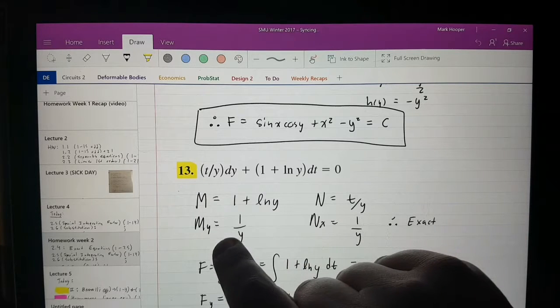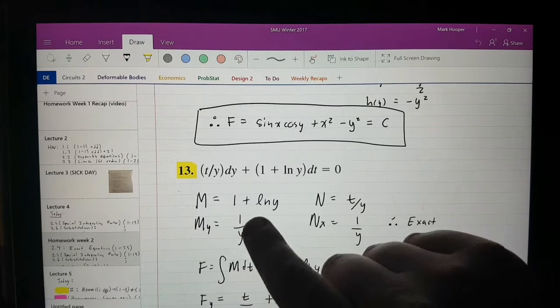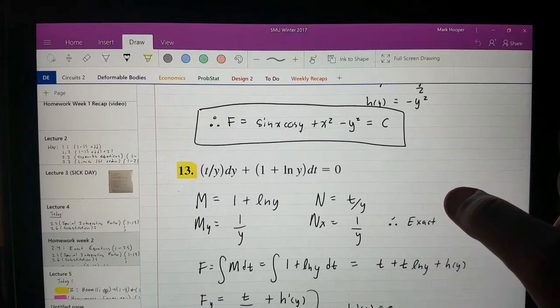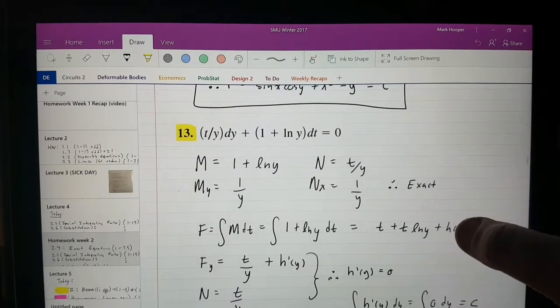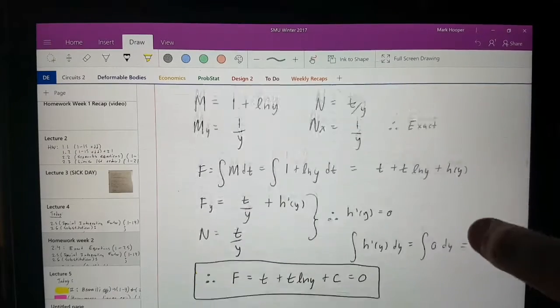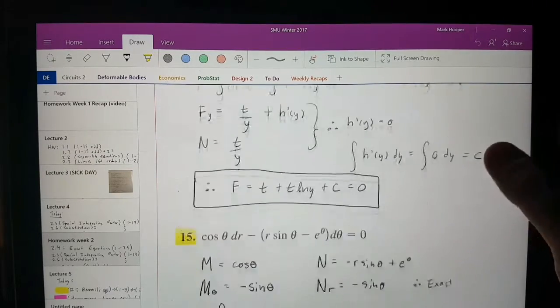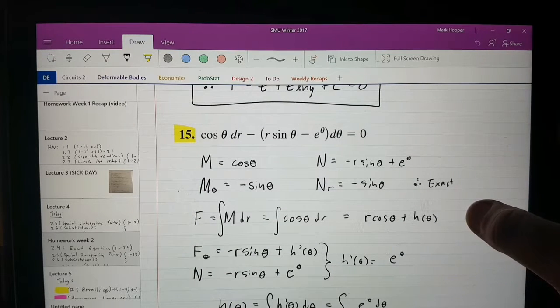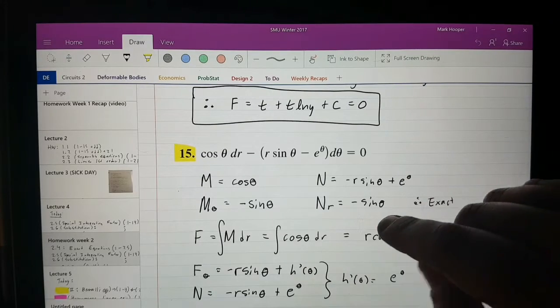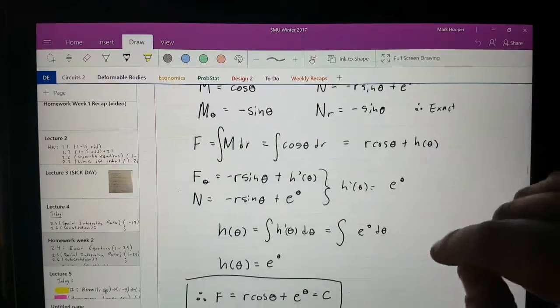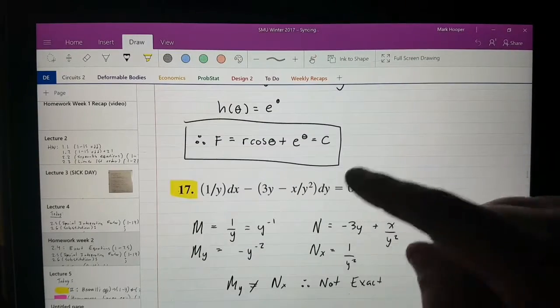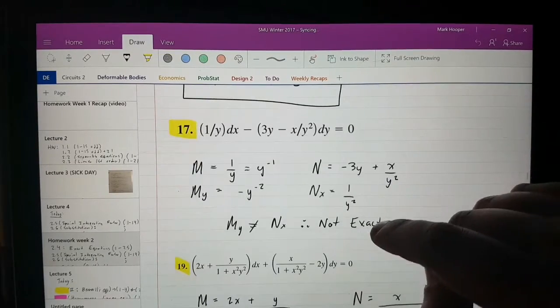t over y dy. I'm going to say that's m. And 1 plus ln y dt, that's going to be n. So anyway, you're just going to keep doing the same thing over and over again. I'm going to try to find one where they try and trick you. Sometimes, when they switch variables up like this, I hate it when they treat y like x, and it's really confusing. You got to know the dependent and independent. I guess it's not too important in this case.